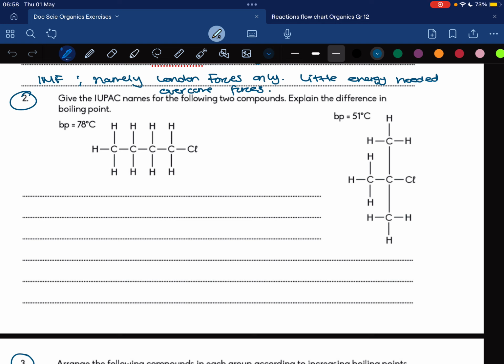So this first one, we can see it is a haloalkane with the longest carbon chain being 4. I can see that the chlorine is going to be on carbon 1, which means that the first one here has the IUPAC name of 1-chlorobutane.